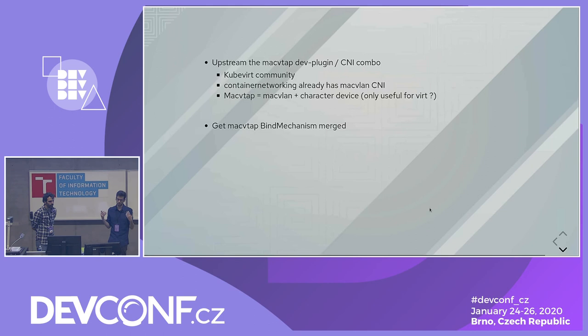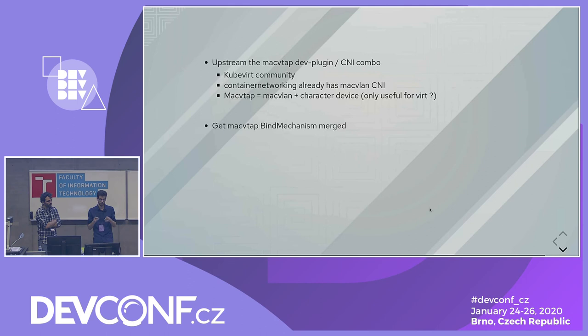For instance, the device plugin creates the interface and will enable Kubelet to provide read and write cgroup access to the character device that backs the macvtap interface. And the CNI will actually move the Mac VLAN side of the interface to the pod. So one of them by itself could not be done. The Mac VTAP CNI only handles the Mac VLAN side of things, and there's already a Mac VLAN CNI plugin. So we need both of them, and both of them will go into KubeVirt.